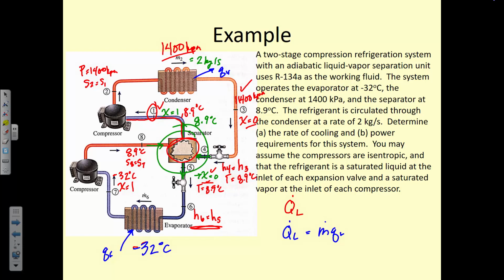So the evaporator is absorbing heat from whatever you're trying to cool so that you can have a lower temperature in that area. Right? So make sure you understand it's opposite from the heat engine, that your Q sub L is going to be down there. Okay.